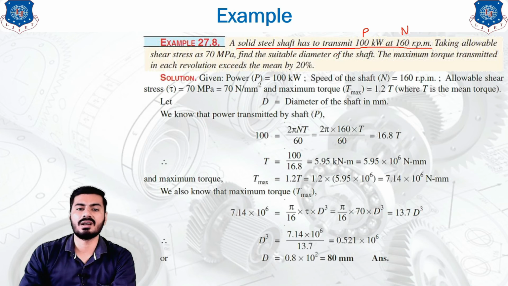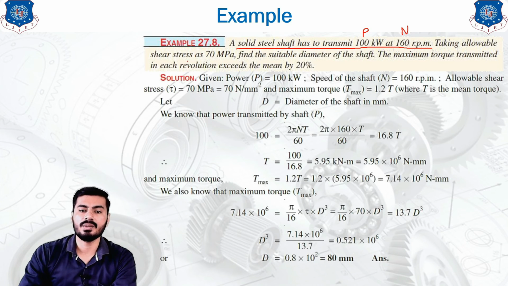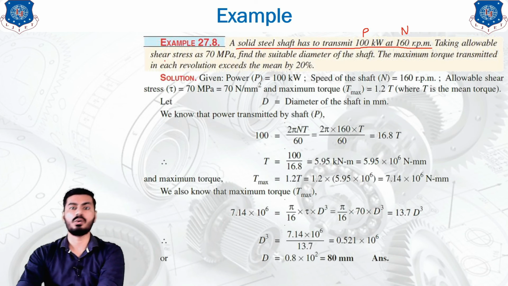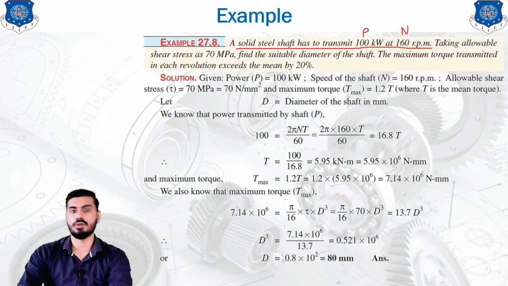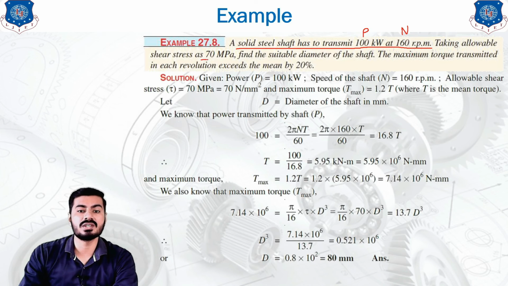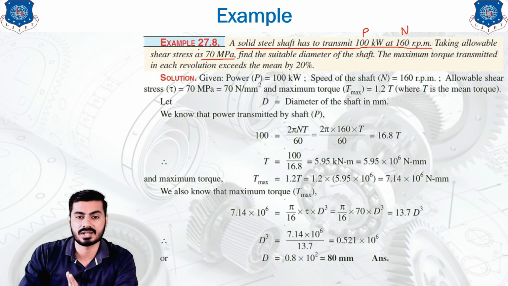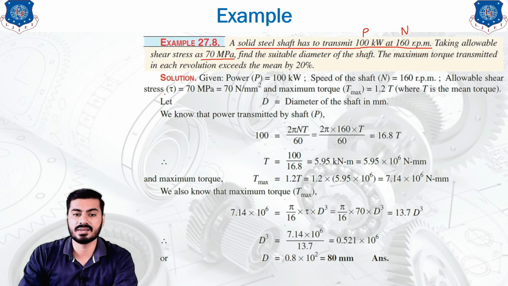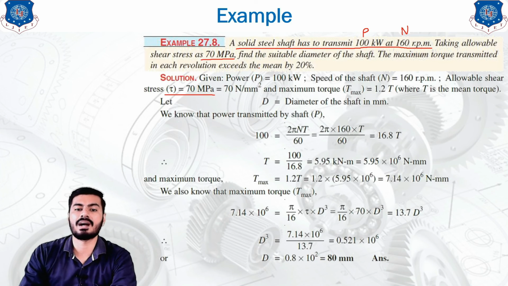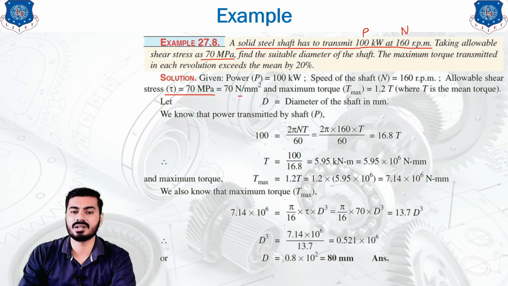Now, taking the allowable shear stress. Allowable shear stress means the shear stress that can be allowed in your material without failure. So, this is the maximum shear stress. The allowable shear stress is nothing but the maximum shear stress, and maximum shear stress is given as tau, 70 megapascal. Megapascal is nothing but the Newton per mm square. Find the suitable diameter of the shaft. We need to calculate the diameter of the shaft.